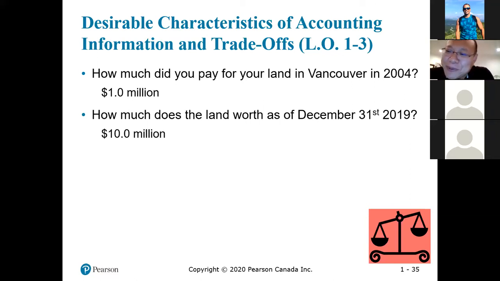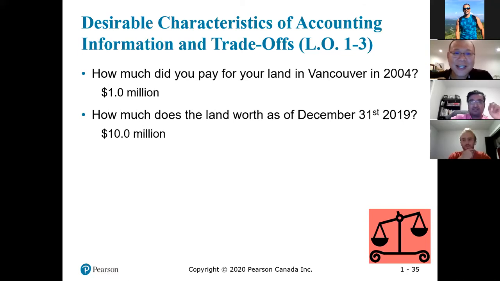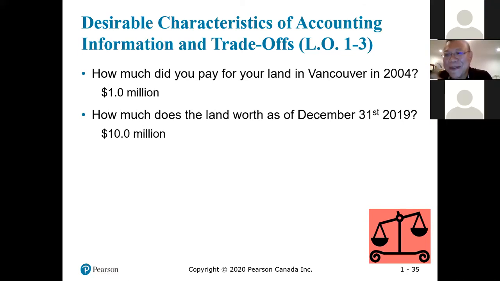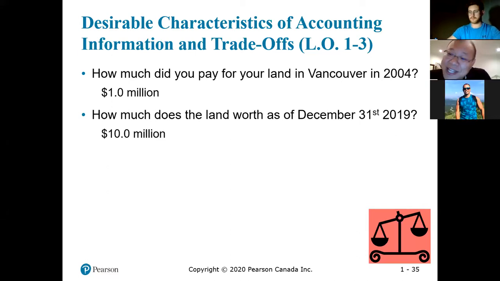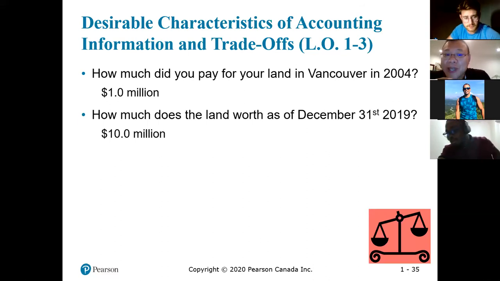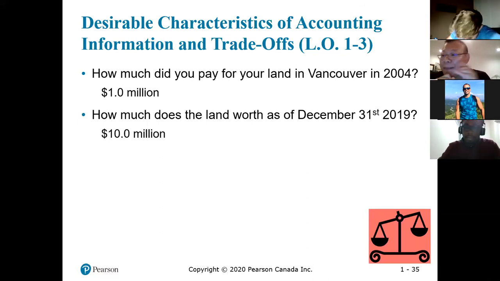Which number is more reliable? Can anyone tell me which number is more reliable? I'm talking about reliability. Yes, $1 million, because that's what you paid. If you don't believe me, I'm going to show you the invoice, right? There's a record in the real estate institution. That's reliable. The $10 million is appraised by one person. A second appraiser may appraise it at a different value. So when you compare the two numbers, the $10 million is less reliable than $1 million, okay?